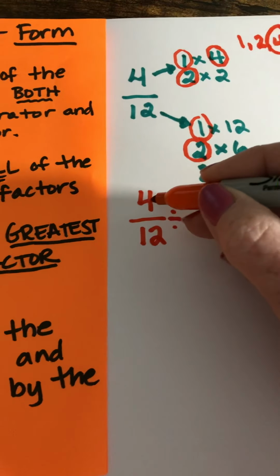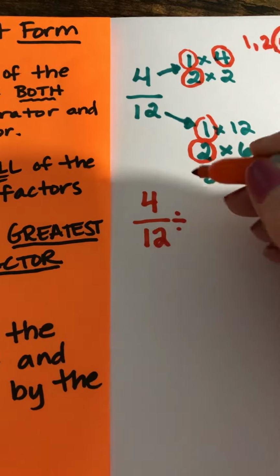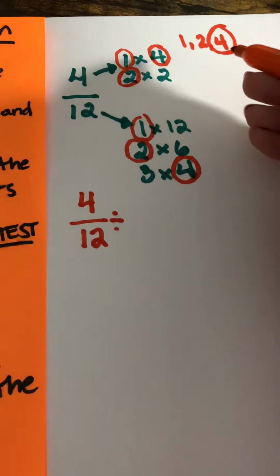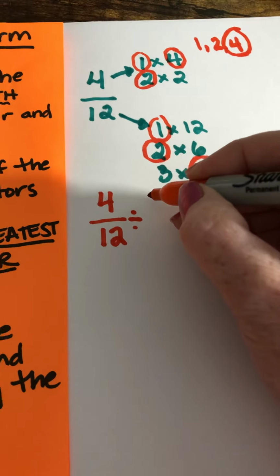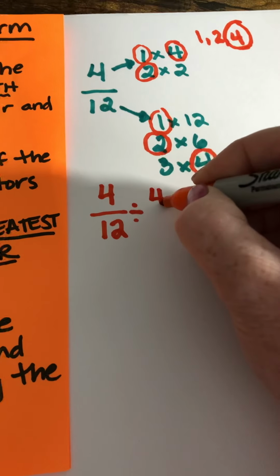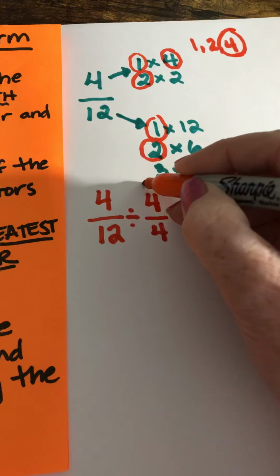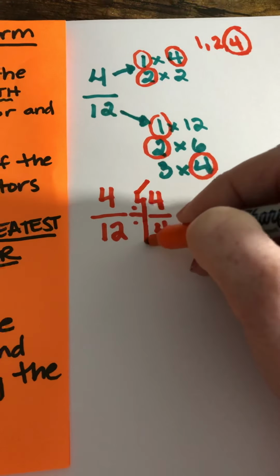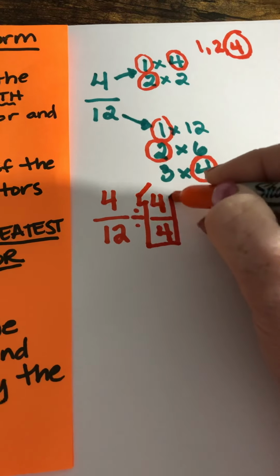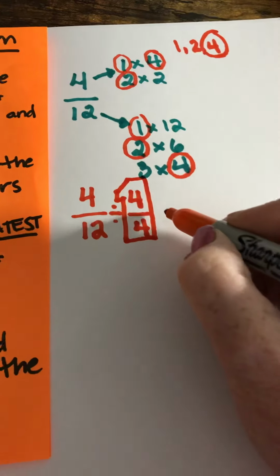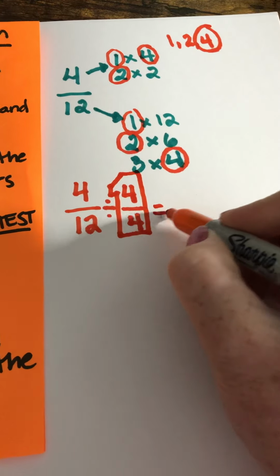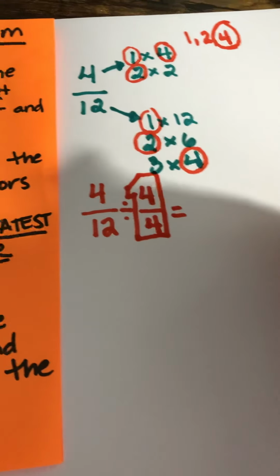So now I know I'm going to divide the top and the bottom by the greatest common factor, which is 4. So I'm going to divide the top and bottom, divide by 4, divide by 4. And you guys know when it's the same on top and bottom, I always draw a 1 around it because that's the magic 1. Because that shows I'm not really changing the fraction, I'm just renaming it.